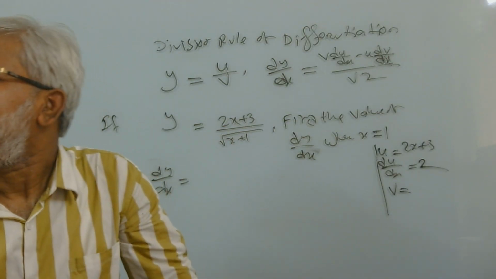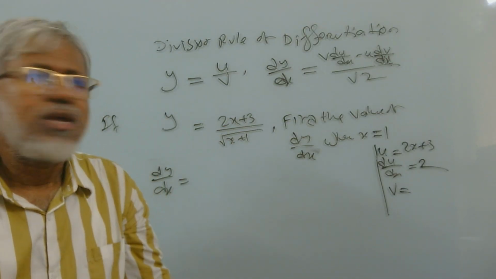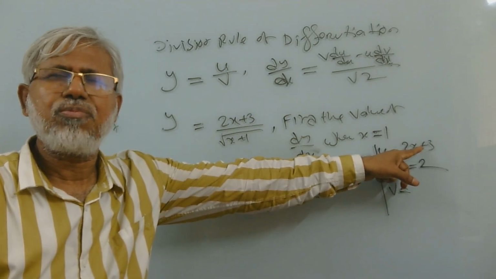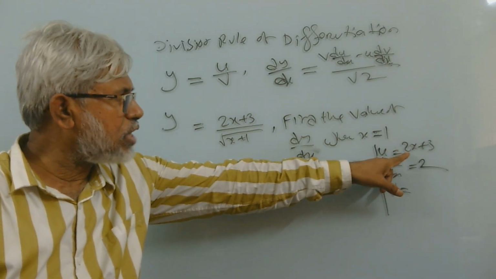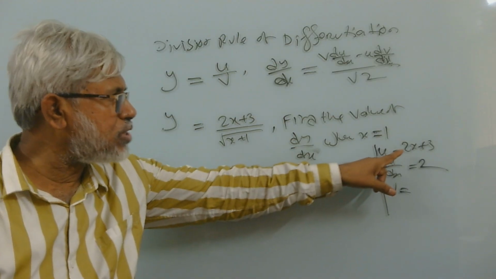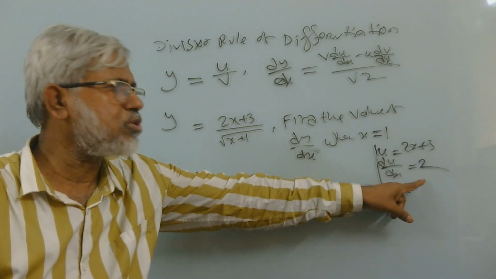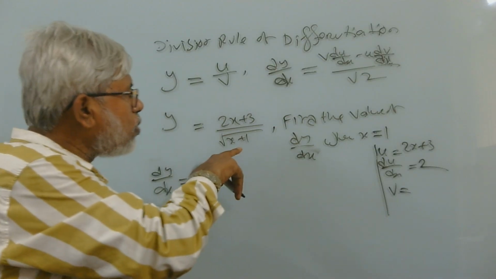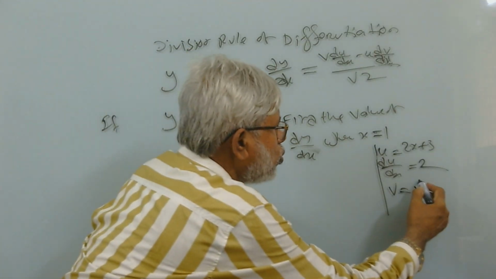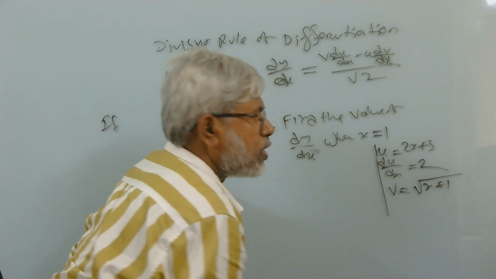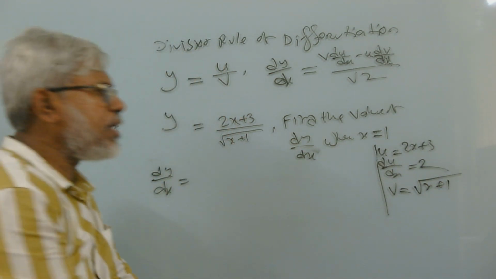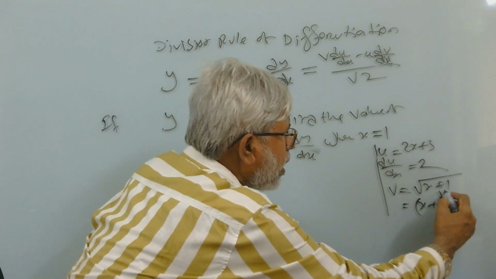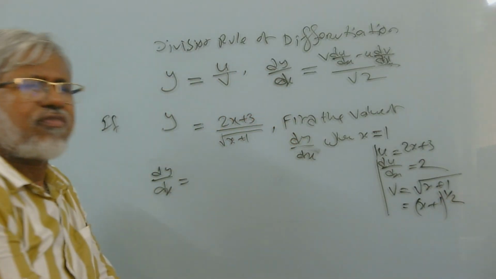u equals twice x plus 3. So du by dx means only 2. 3 is a constant, so the result is 0. V is square root x plus 1, so root over x plus 1. A root over x plus 1 means x plus 1 to the power half.